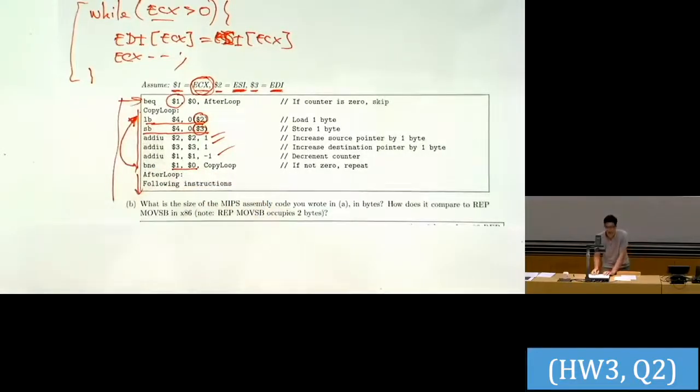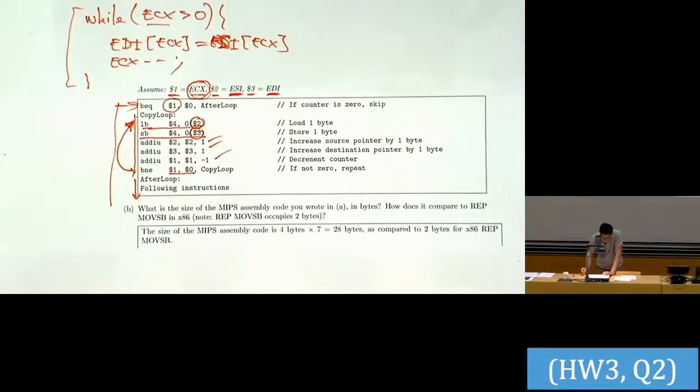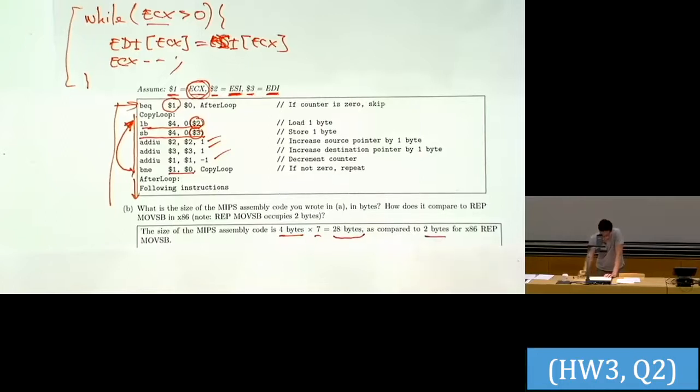Well, as you know, in MIPS, every instruction is stored in 4 bytes. And if you count the total number of instructions, this is 7. So the total size of this code is 28 bytes compared to the 2 bytes of the original instruction in the x86 ISA.